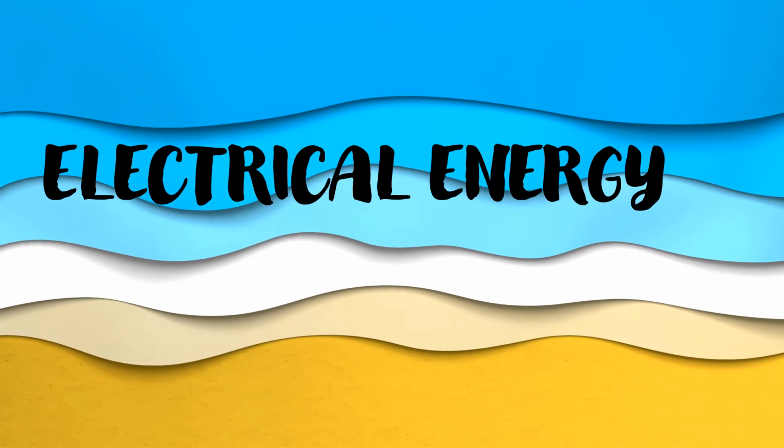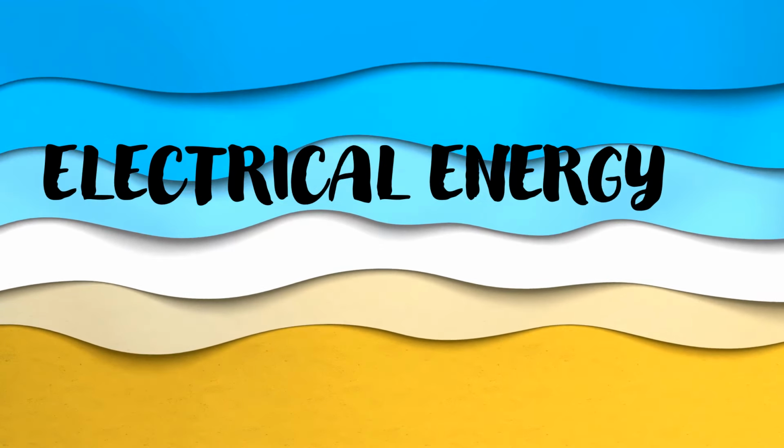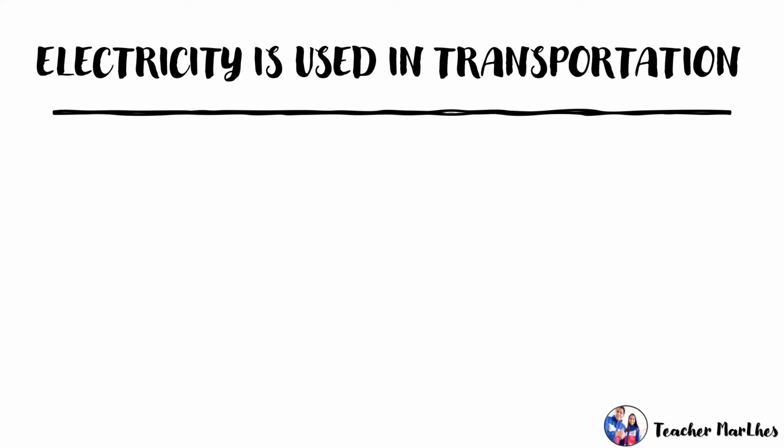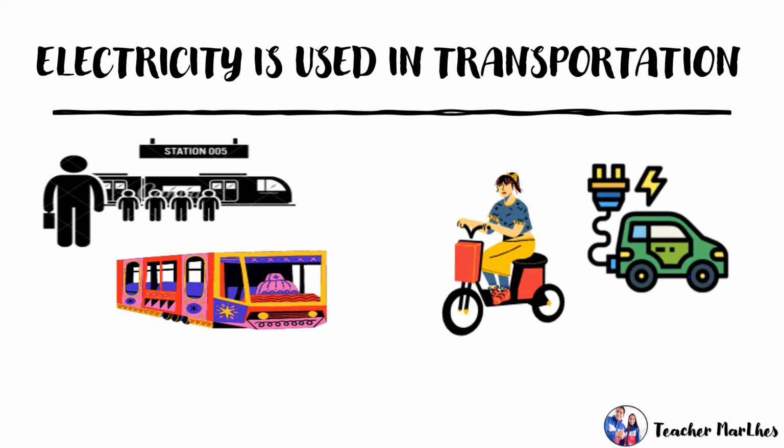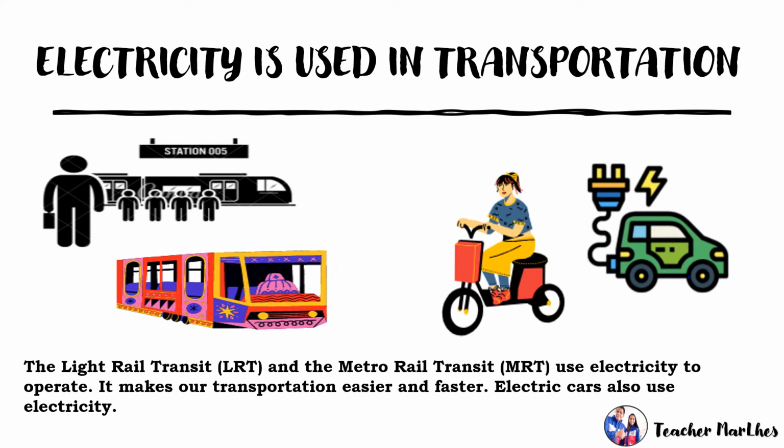Okay, children, so let us proceed with the uses of electrical energy. Electricity is used in transportation. So look at our illustration. The light rail transit or the LRT and the metro rail transit or the MRT use electricity to operate. It makes our transportation easier and faster. Electric cars also use electricity.